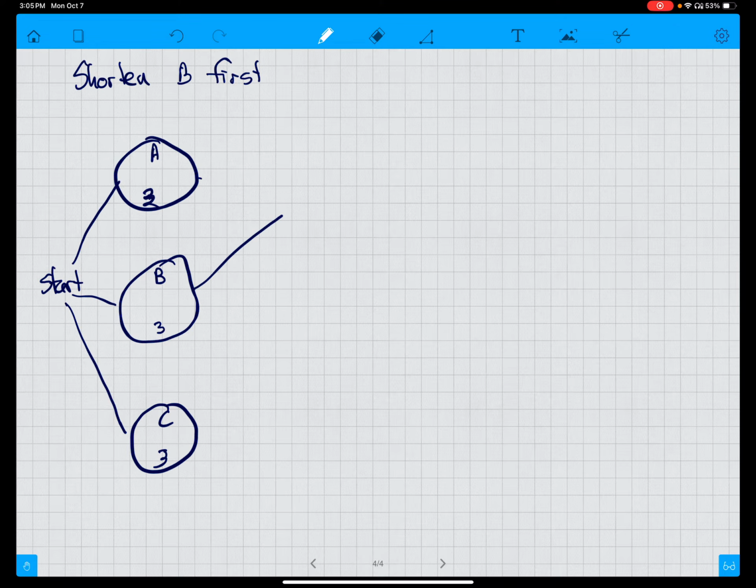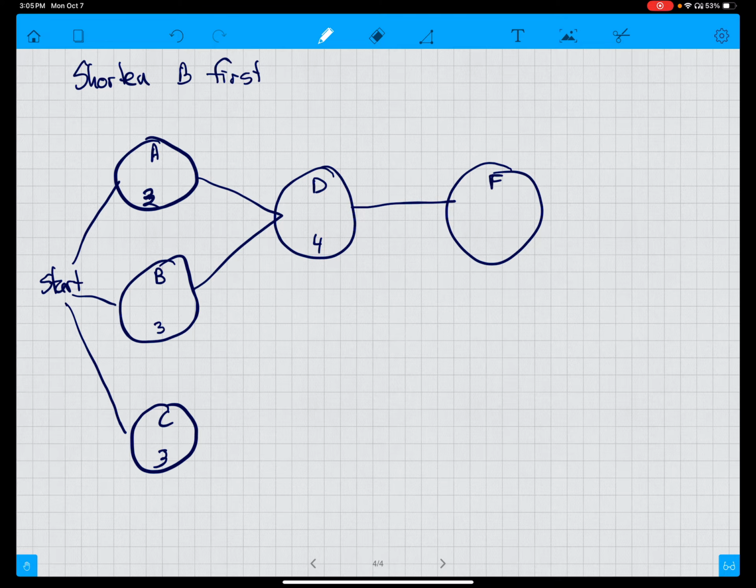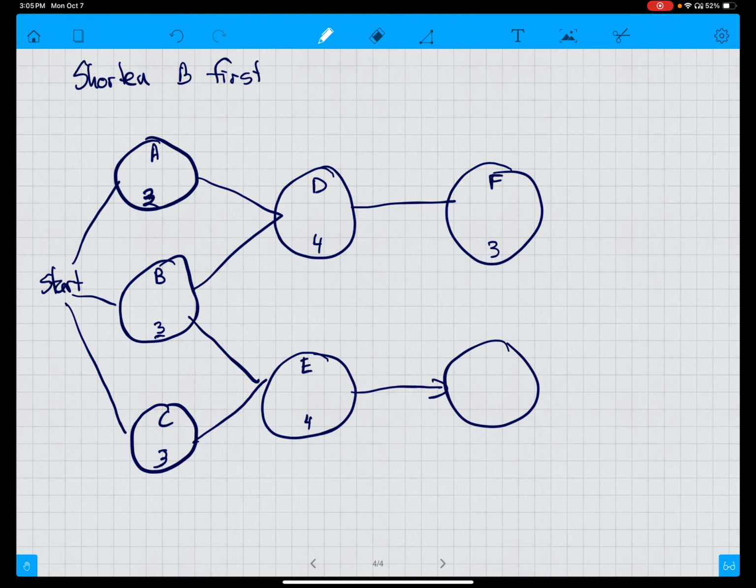Remember, D comes out of both of these. D stays at 4. F stays at 3. E comes out of both B and C. The structure of the network doesn't change. The only thing that has changed is the 3 here. This is 4, goes here. G, 4.